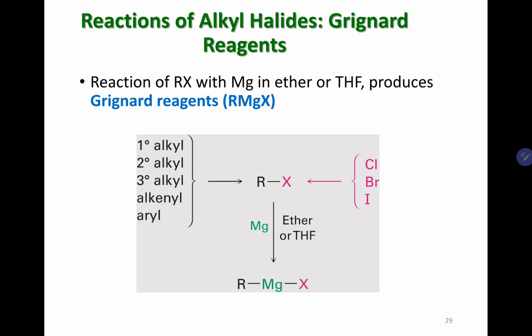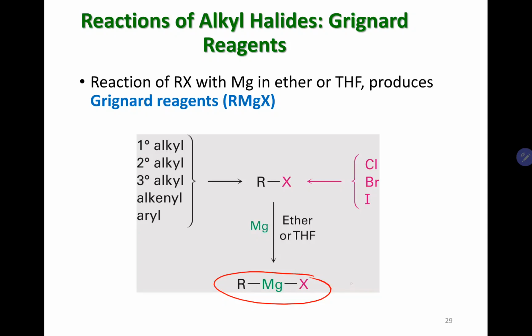Whenever you have an RX, or an alkyl halide, you will treat it with magnesium under dry conditions. To maintain dry conditions, most people use ether. So you will react alkyl halides with metallic magnesium in the presence of dry ether, and then you will generate a Grignard reagent. This magnesium complex, RMgX, is known as a Grignard reagent.